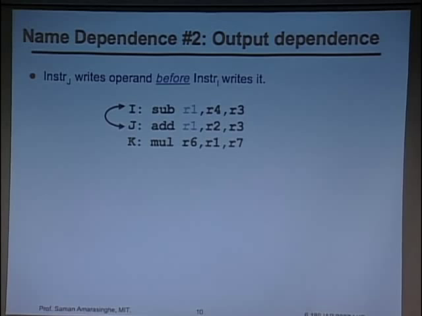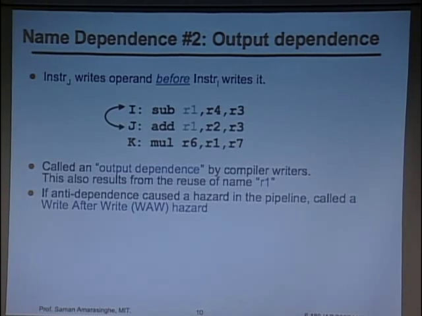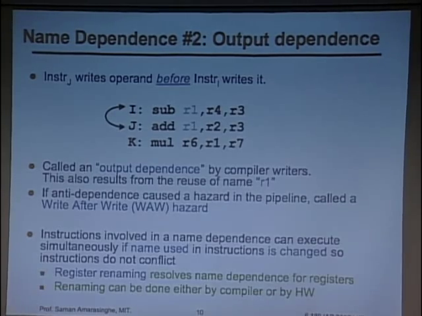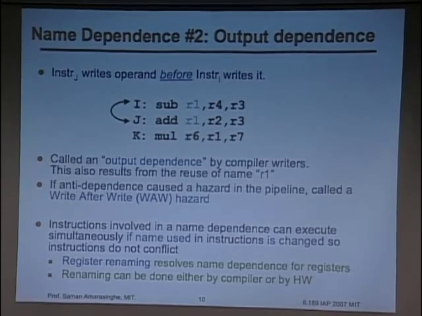Actually, you can even do better in here. How can you do better? Yeah, you can eliminate the first one because nobody is using that value. So you can go further and further. But this is also a hazard. This is called a write after write hazard.